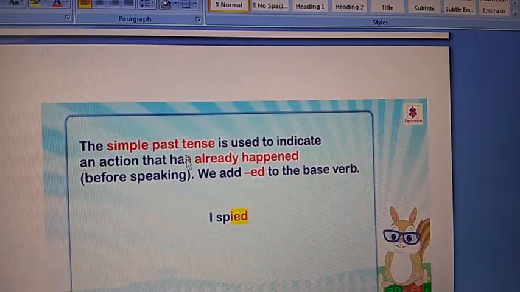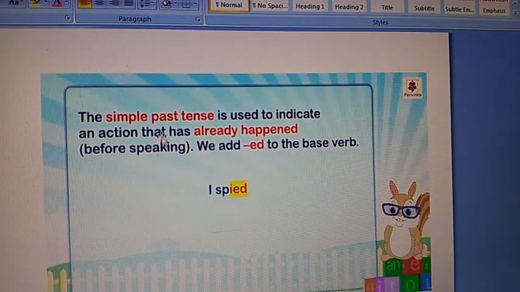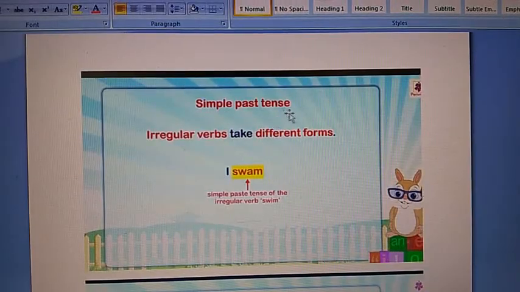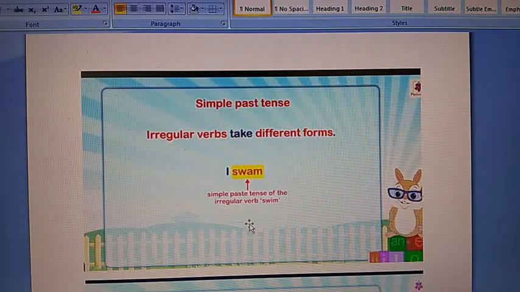Now the simple past tense is used to indicate an action that has already happened. So we add ed to the base verb. Example, I spied. Ed is added. You can see here. Now in simple past tense, irregular verbs take a different form. I swam. Simple past tense of the irregular verb swim.